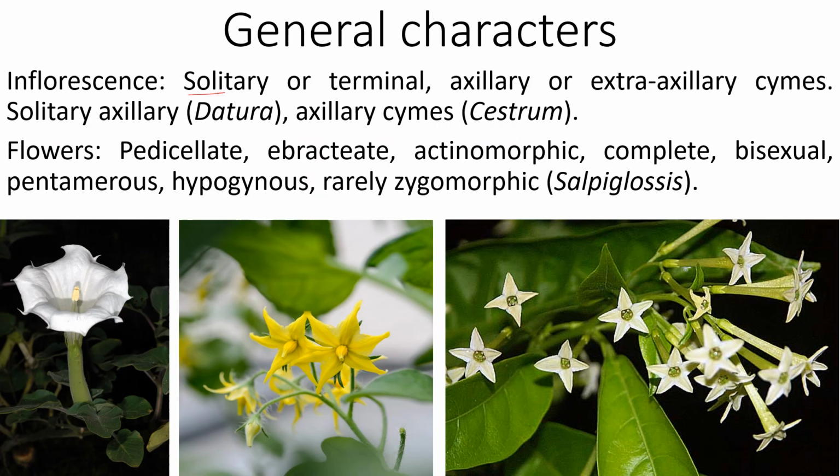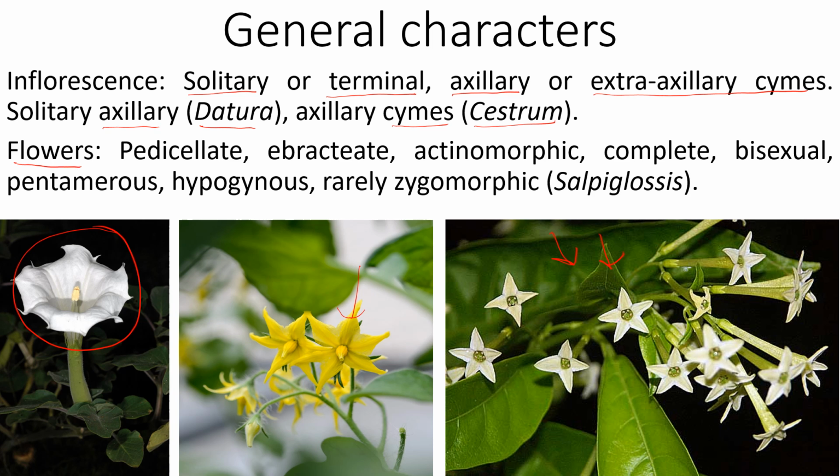Inflorescence is either solitary or terminal. Here you will see the single flower, that is called as solitary, and here you can see it is terminal, means that respective branch is terminating with the flowers. Then it is either axillary or extra-axillary cyme. In this photograph you can see axillary or extra-axillary cymose inflorescence. It is solitary axillary in case of Datura. It is axillary cymes in case of Cestrum. This is Cestrum.